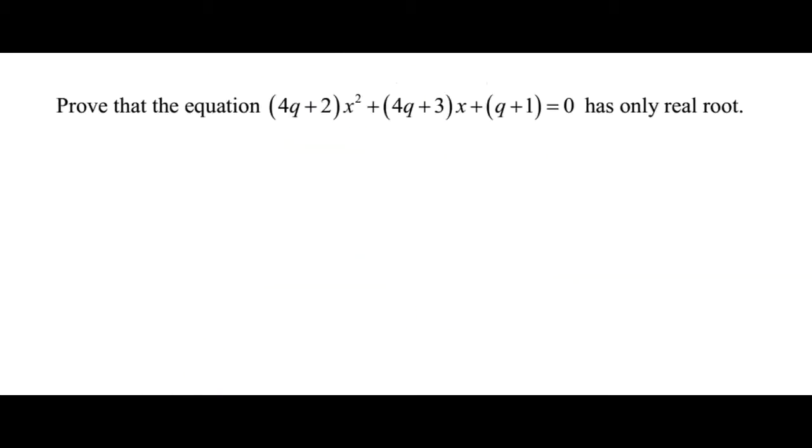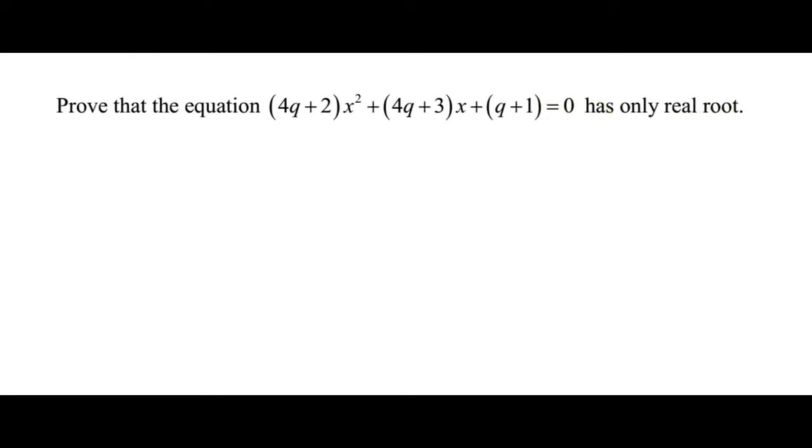Okay, this is the last example in this video. We're going to prove that the equation, which is already in the general form, is a quadratic equation in terms of x with parameter q, and we need to prove that this equation has only real roots. Having only real roots means that we are going to prove b squared minus 4ac is greater than or equal to 0, because for real roots, we have two cases.